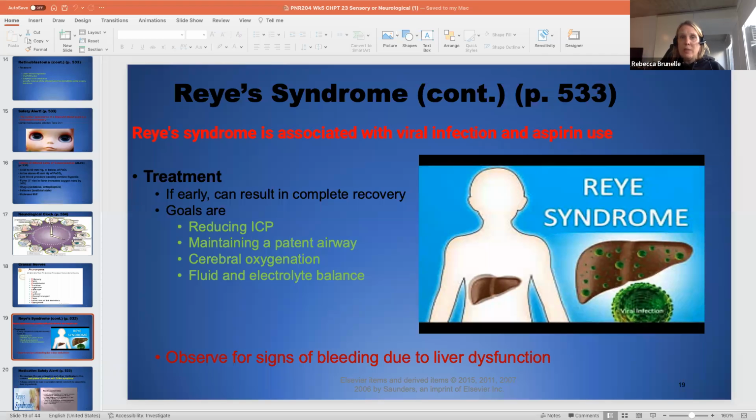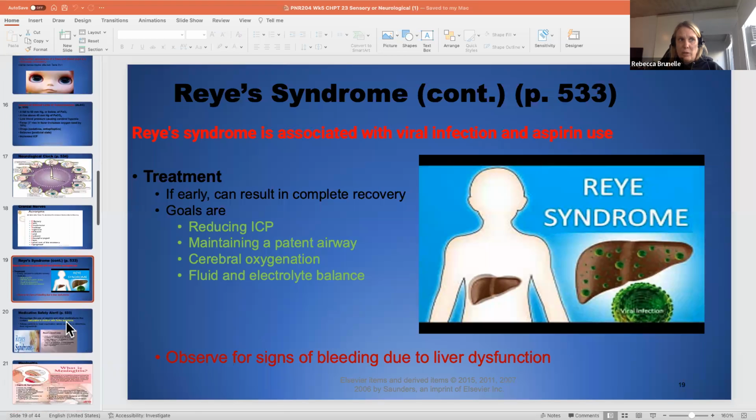It causes neurological symptoms like lethargy and vomiting. They're kind of weak and floppy, and they vomit. It's not rare. Most people know not to give aspirin to kids, but your overall nursing goals are to make sure they're not having an increase in their intracranial pressure. So monitor their level of consciousness, make sure their airway is patent, make sure they have adequate oxygenation. And since they are at risk for vomiting, make sure they have stable fluids and electrolytes.